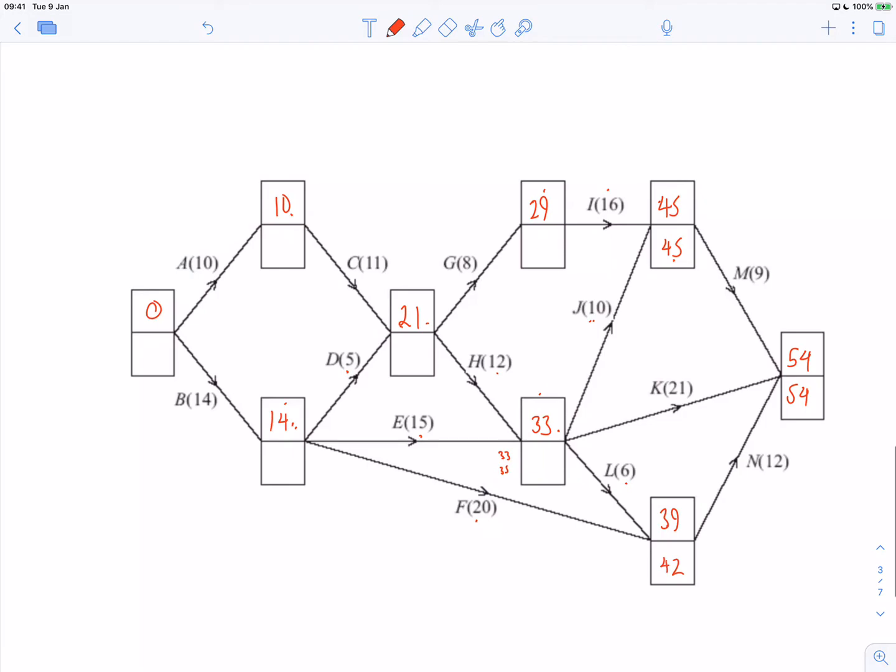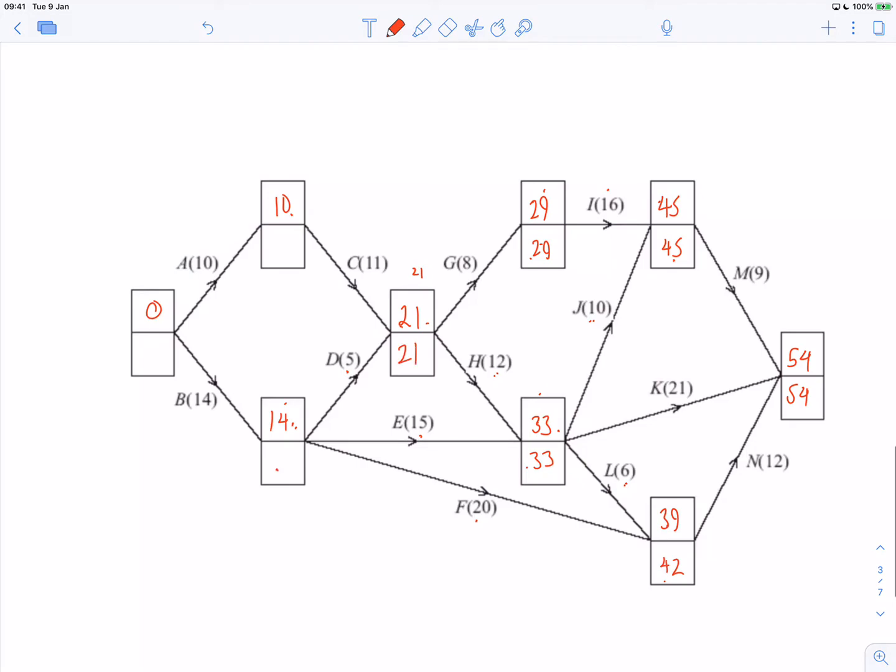And 42 minus 6 is 36. But we need to take the earliest late time, which is 33, so that's fine. Still needs to check. If I go back to this previous one here, 45 minus 16, I believe, is 29, so that's fine. 29 minus 8 is 21, and 33 minus 12 is also 21, so that's fine.